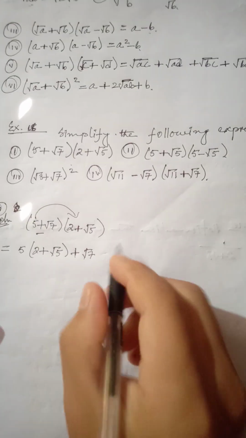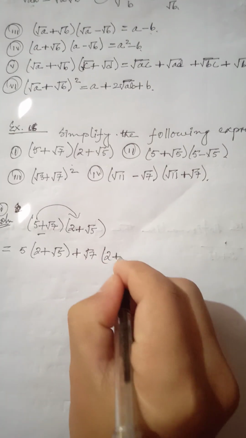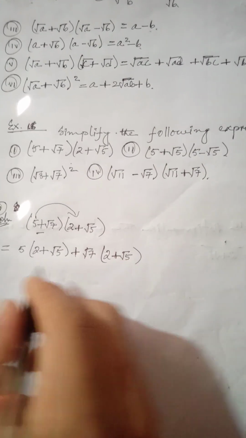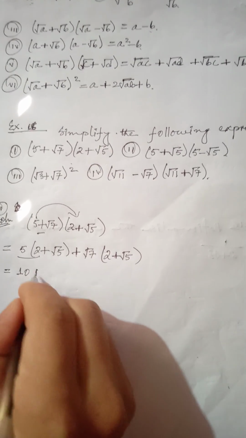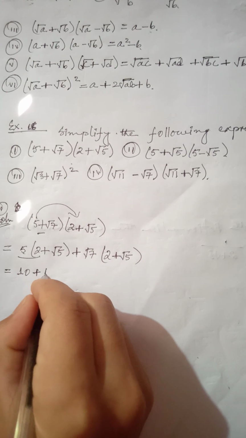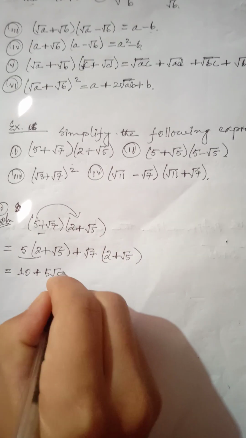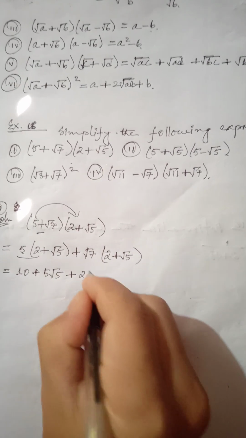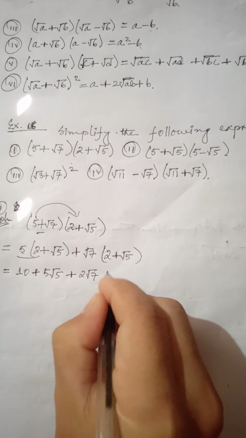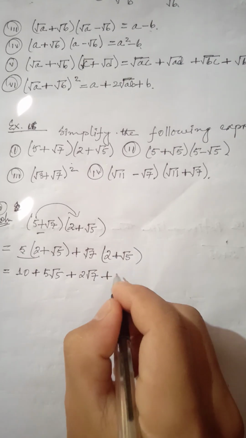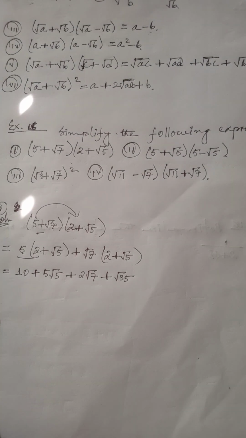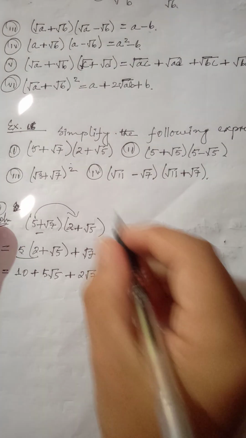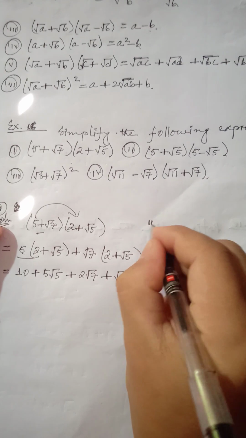Root 7, then 2 plus root 5. So if you multiply these two, how much will you get? 10 plus 5 times root 5, that will give you 5 root 5, plus 7 times 2 will give you 2 root 7, and root 7 times root 5 will give you root 35. So that's all. Then let us proceed to the next problem, that is number 2.